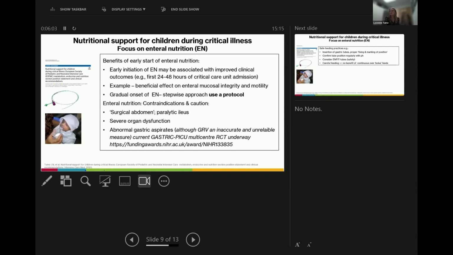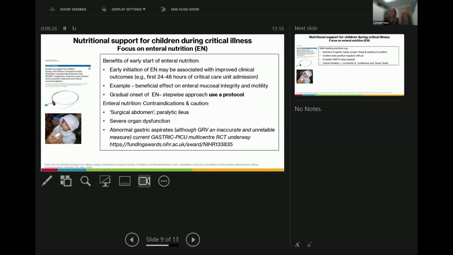We know that's beneficial in our setting. Whether it's beneficial at that speed in your setting is another matter, but certainly using a protocol and increasing gradually is really important in any of these patients. And of course, there is concern in some patients with surgical abdomens, or any with severe organ dysfunction.